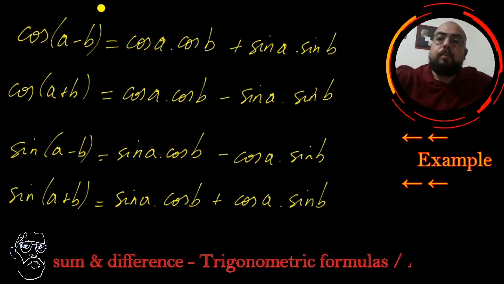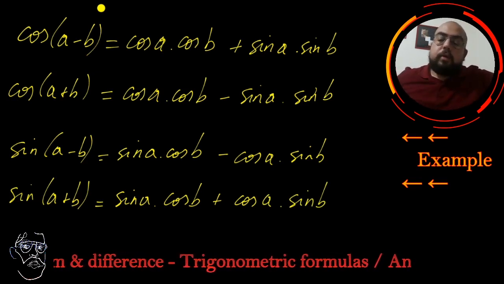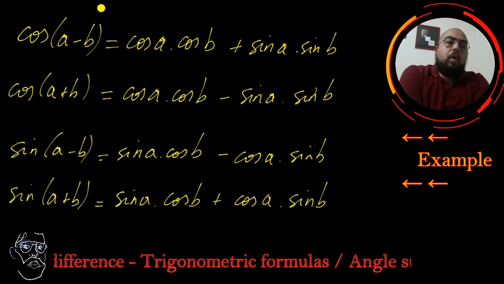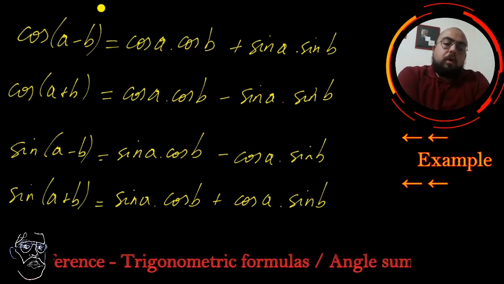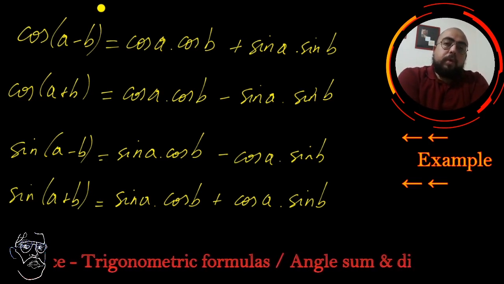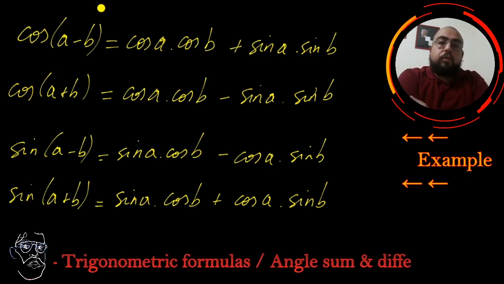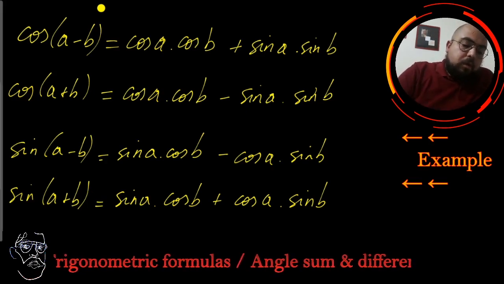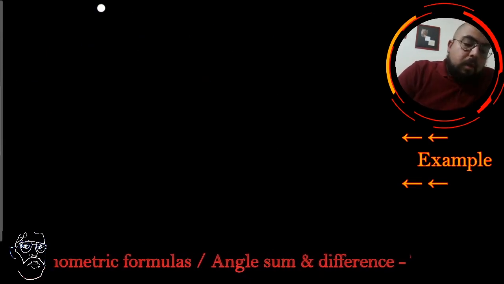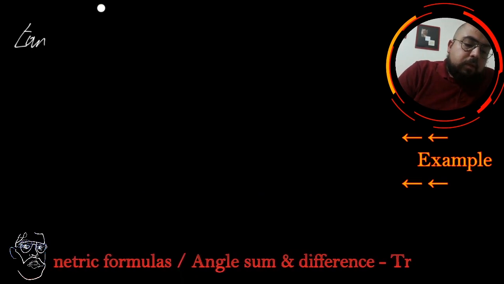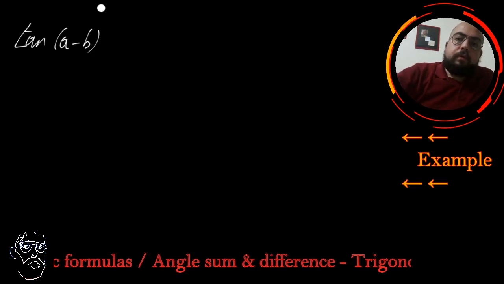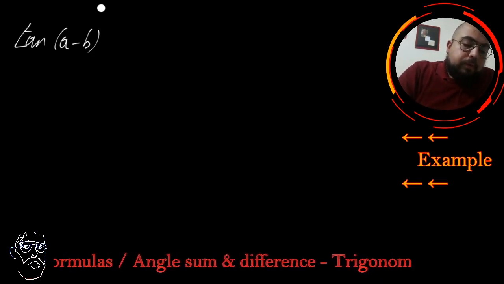Now I will go through the part which is related to tangent. I'm going to discuss and show you how we are supposed to find this addition or difference of angles. The formula is related to angle sum and difference, but related to tangent. So what about tangent? Let's say I'm willing to find tangent of A minus B. I will use the formula.